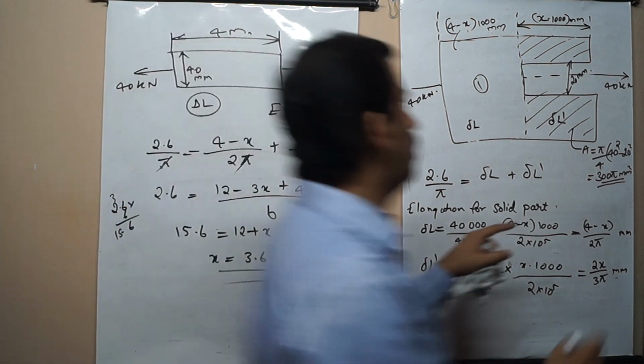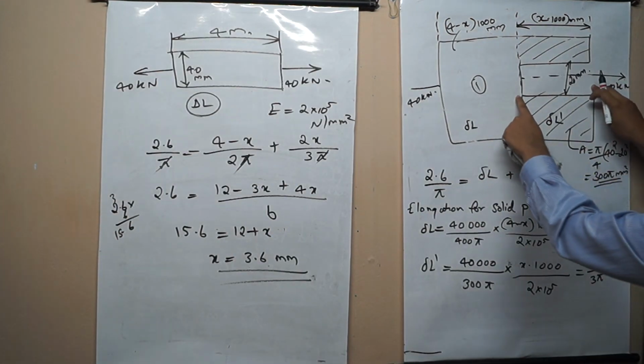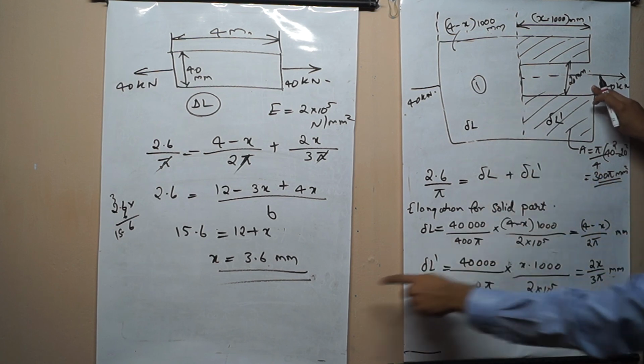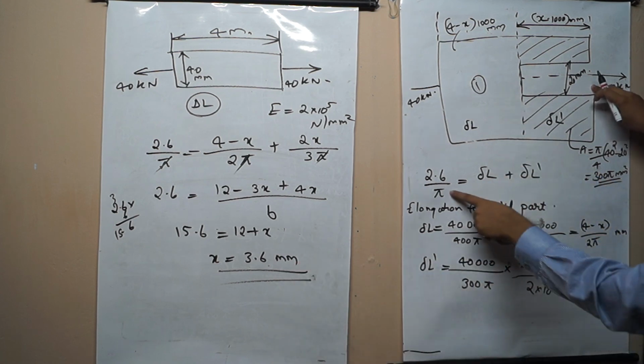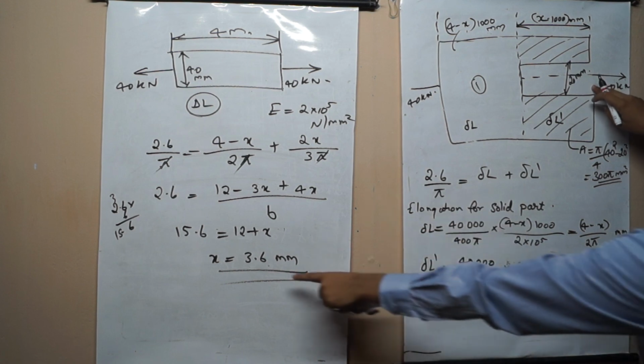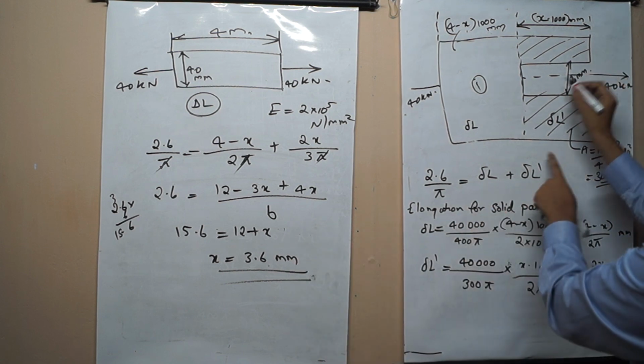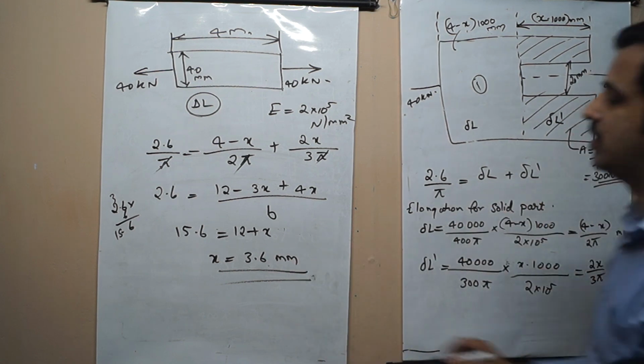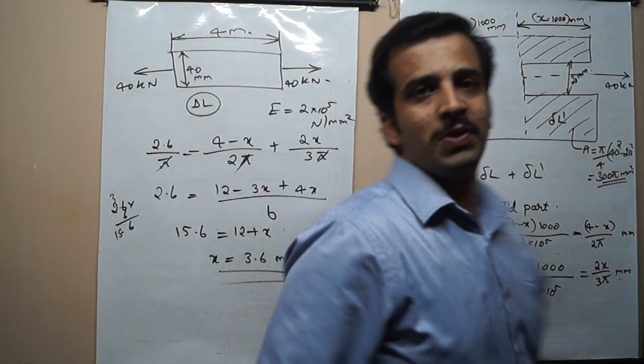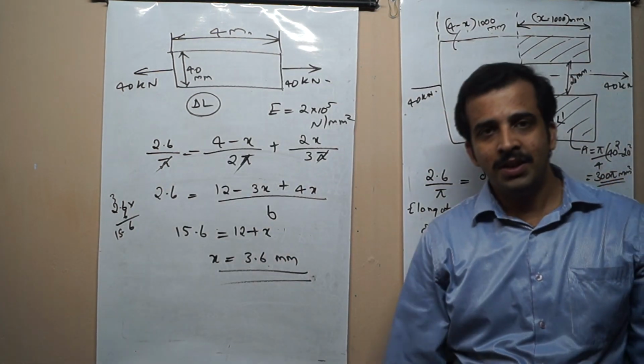So the length of the hole for getting an elongation of 2.6 by pi mm is 3.6 mm. So the length x is equal to 3.6 mm. So here is our solution. Okay, thank you.